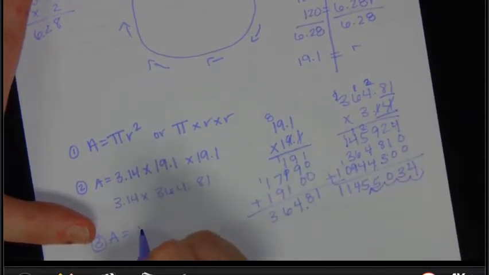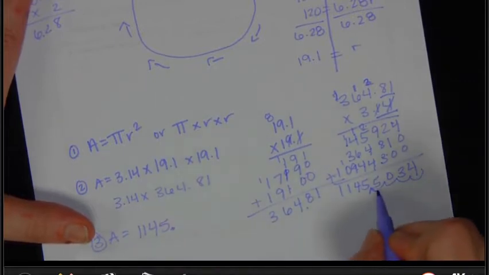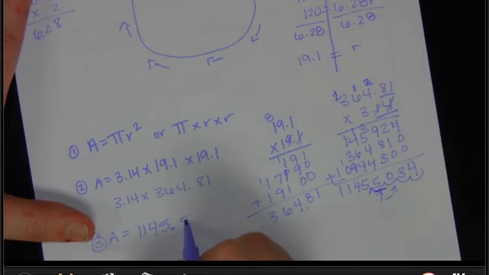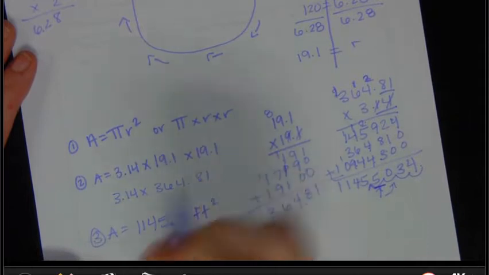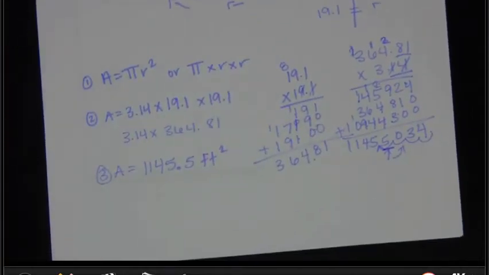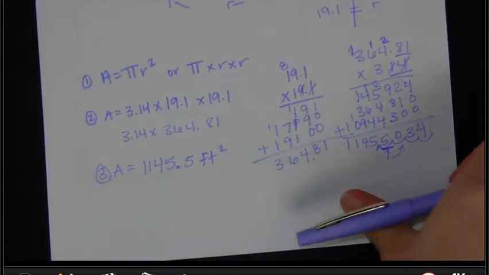And my area is 1,145. We're going to round to the nearest tenth, which is this place here. So I look to the next digit, which is less than 5, so I stay at 0.5 feet squared. That is the maximum area that this person can have.